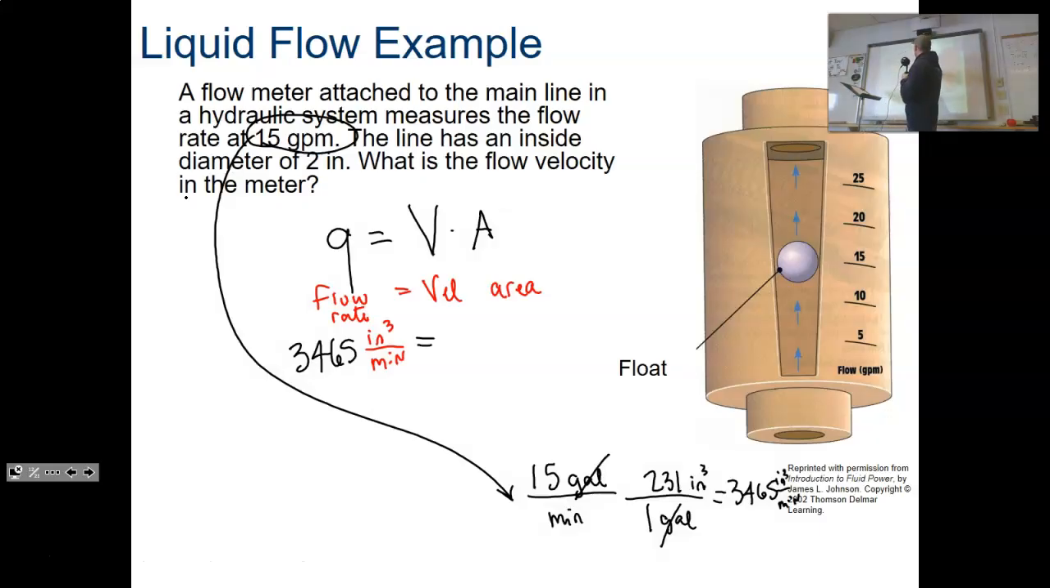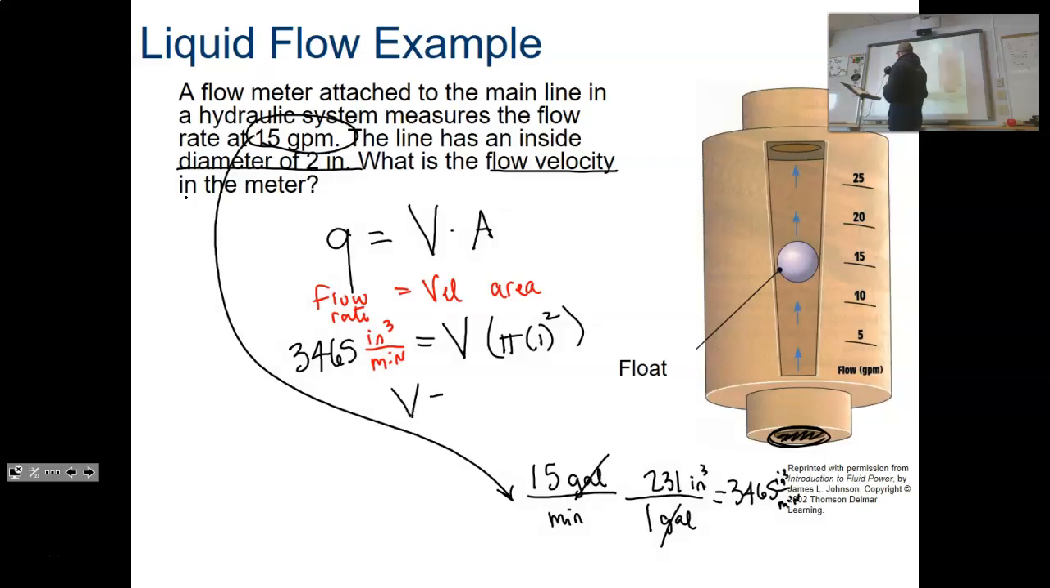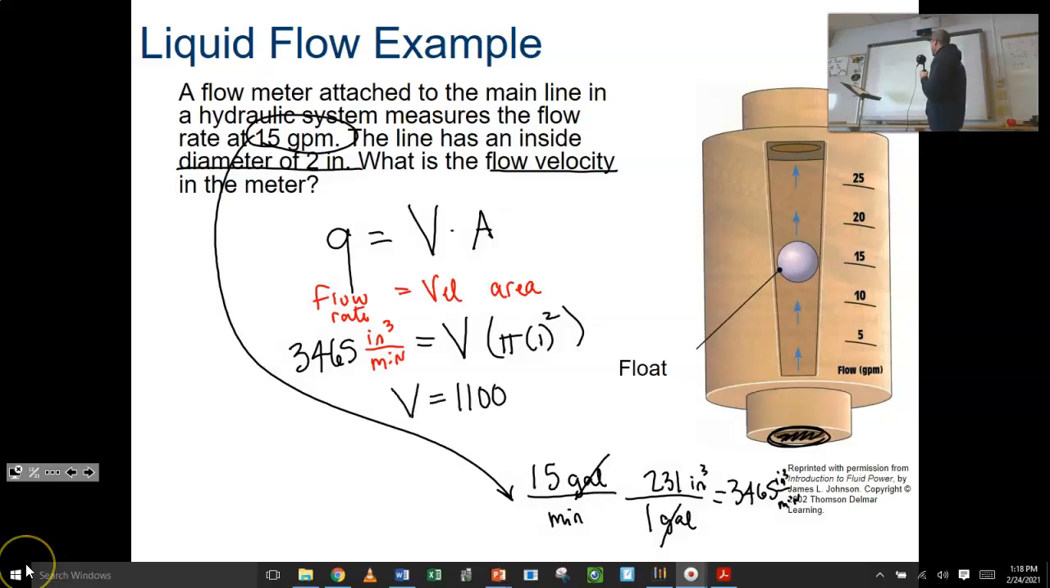The velocity. Oh, that's what it wants to know. Find the velocity. So I don't know the velocity. And then the area, it's got a diameter of 2 inches. So this area, it's a circle. It's pi times the radius, which is 1, squared. Pi times 1 squared. So if you take 3,465 and you divide by pi, basically, you would find your velocity. 1100, and that's going to be inches per minute. Inches per minute. That's how far it's going to go.